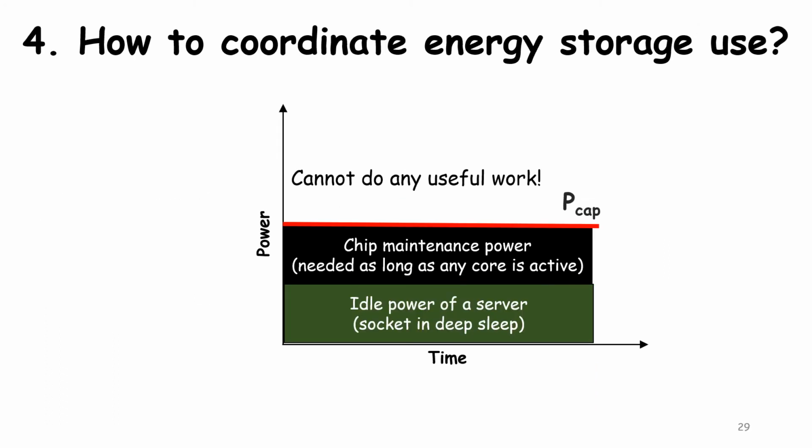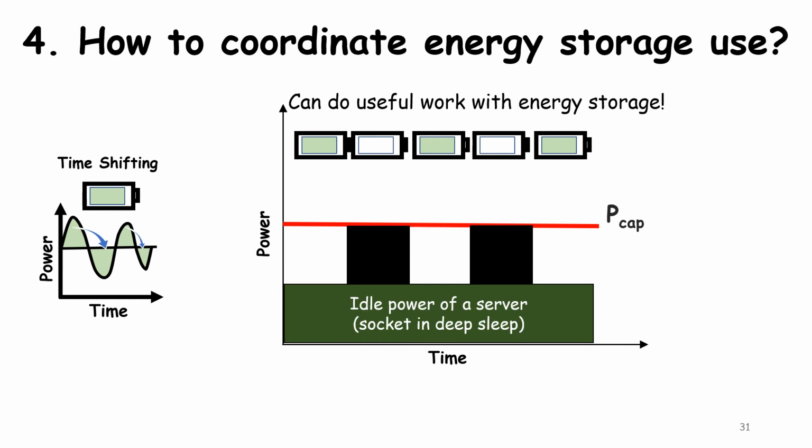More interestingly, can energy storage help improve power efficiency under power struggle? Let us consider the case when the power cap is just as much as the power needed towards the idle power and chip maintenance power of a server. Under the stringent power budget, the server will not be able to do any useful work at all. This is where the time shifting property of power can help. The server can be put to deep sleep state and use the power which was originally intended for chip maintenance towards charging the battery.